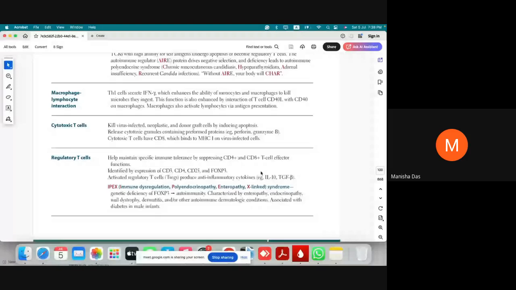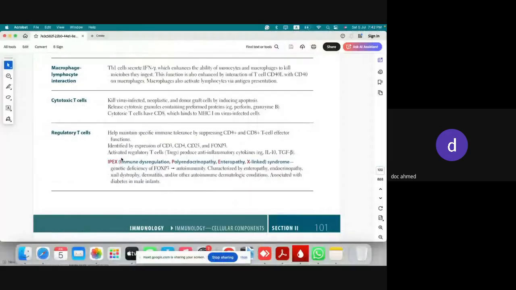Perfect. So the next one is regulatory T cells. What do we mean by regulatory T cells, right? They're going to modulate the activity of your immune system. What do I mean by that? They are going to sit there and see whether immunity is going well. If we have an exaggerated response of CD4 positive and CD8 positive cells, these regulatory cells are going to come and suppress them because we do not want anything to get exaggerated, right?